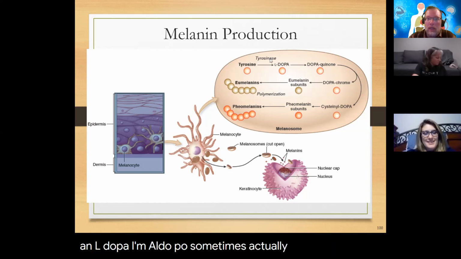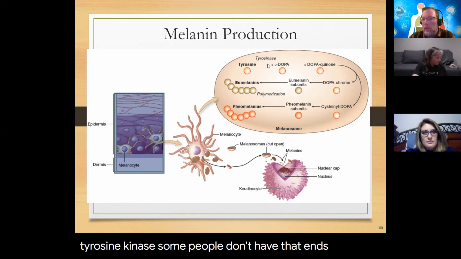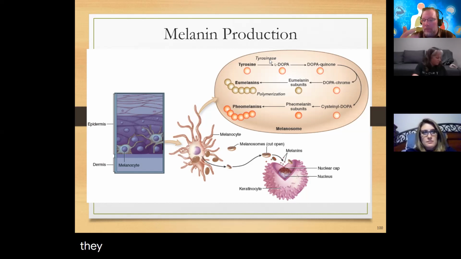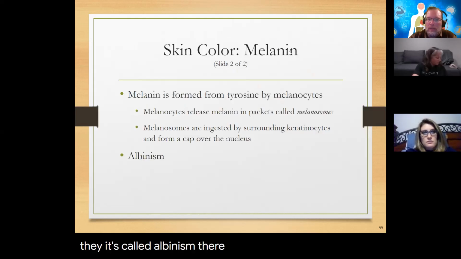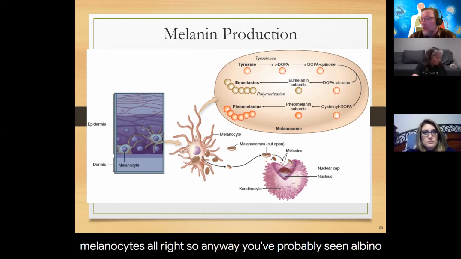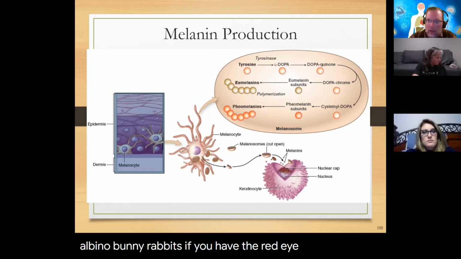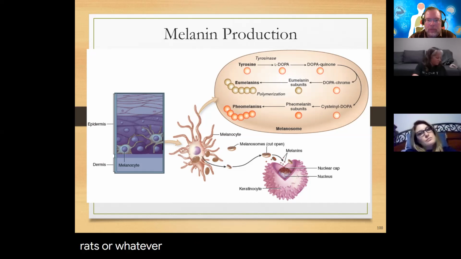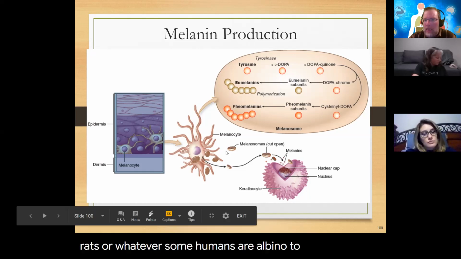But anyway, some people don't have the tyrosinase enzyme, and so they may be albino. They have what's called albinism. They're unable to produce melanocytes. All right. So you've probably seen albino bunny rabbits with the red eyes, and albino rats. Some humans are albino too. This is complex. You don't need to worry about that, but this is FYI.